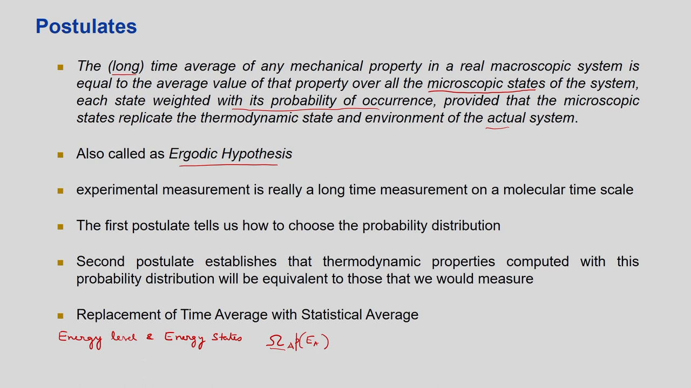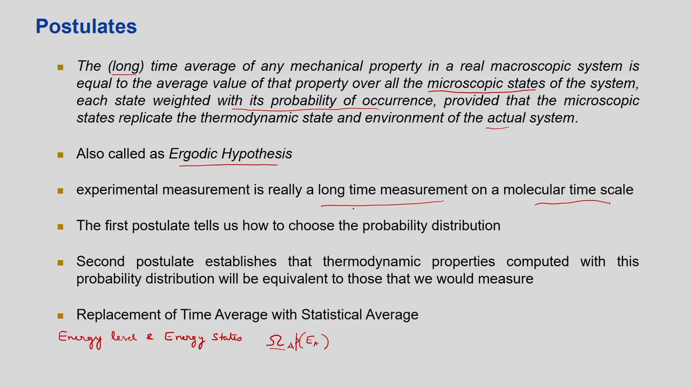So, what is the outcome of these 2 postulates? That is, an experimental measurement is really a long time measurement on a molecular time scale. For example, suppose we do a measurement in a lab. Say you mix 2 liquids and try to find out whether they form a homogeneous or a heterogeneous system. You mix the 2 components and leave it aside for a certain time so that equilibrium is reached, then you come to know whether they are mixed or not. So, it is a long term average.